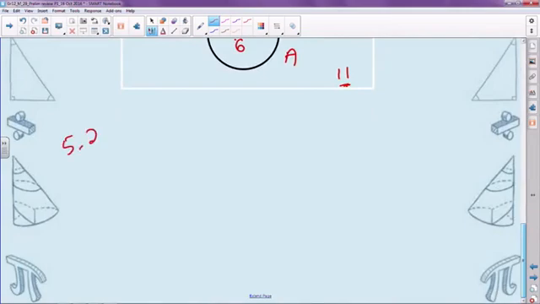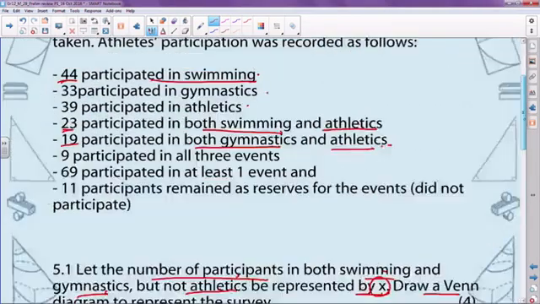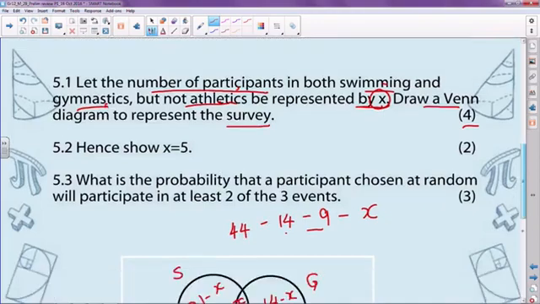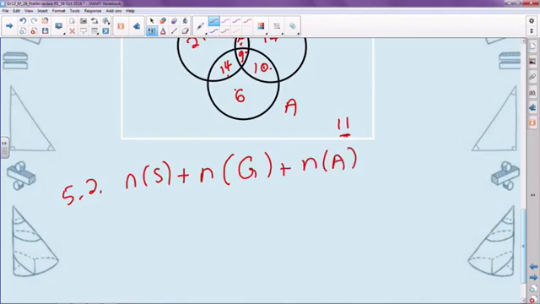Okay, so to show that x is equal to 5, I'm going to use the number of participants competing in at least one sport, and they told us that 69 people participated in at least one event. So therefore, we know that the number of people who competed in swimming plus the number of people who competed in gymnastics plus the number of people who competed in athletics is equal to 69.